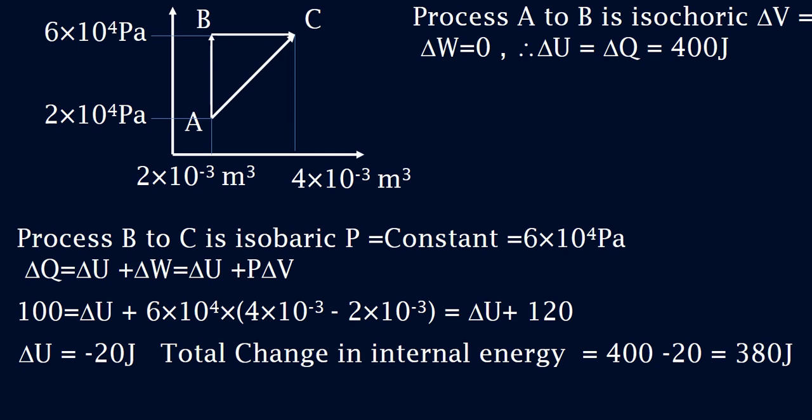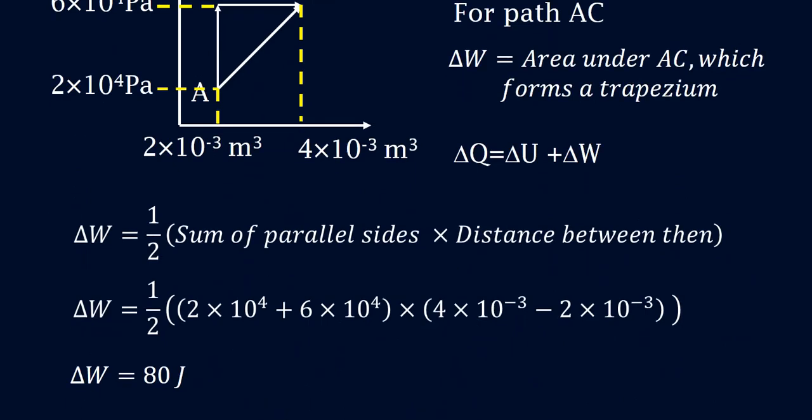Substituting the values of delta Q as 100, pressure as 6 into 10 raised to 4, and change in the volume as 4 into 10 raised to minus 3 minus 2 into 10 raised to minus 3, we get 100 is equal to delta U plus 120. Therefore, delta U is equal to minus 20 joules. Now, total change in internal energy from A to B and B to C is 400 minus 20 is equal to 380 joules.